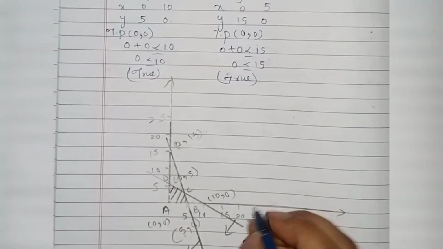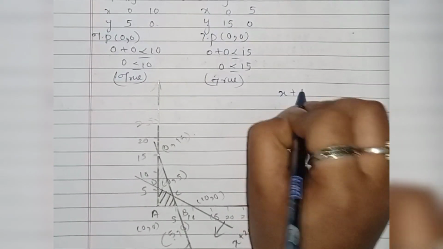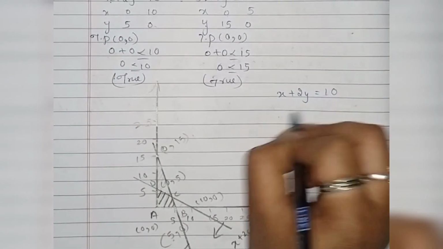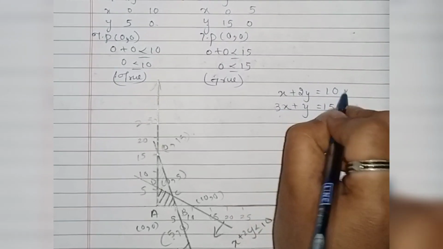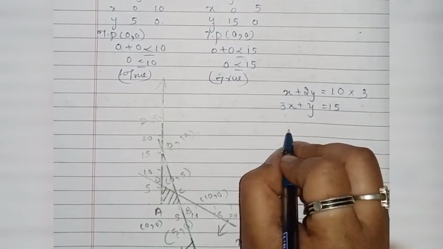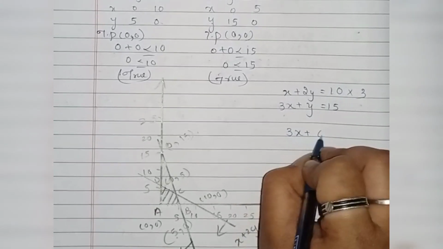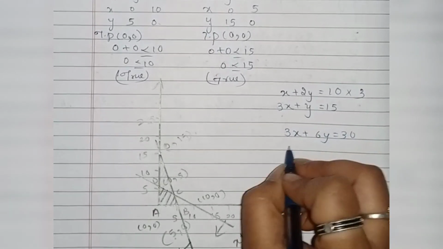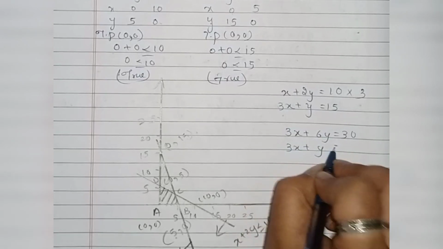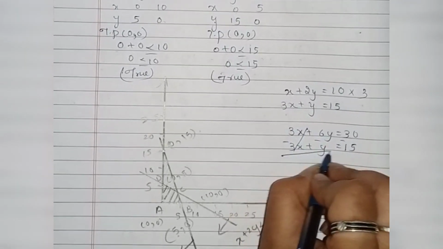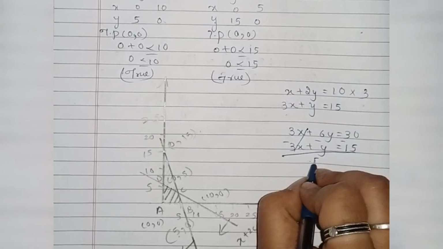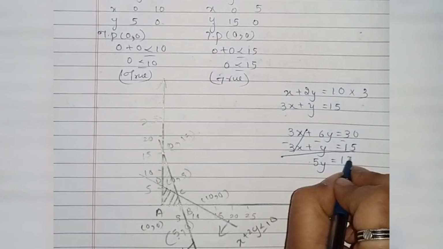And to find C, we have to solve both the equations: x plus 2y is equal to 10, 3x plus y is equal to 15. Multiply the first equation by 3. So if you multiply, 3x plus 6y is equal to 30, and 3x plus y is equal to 15. Subtract both the equations. So now 3x gets cancelled, which gives 5y is equal to 15.